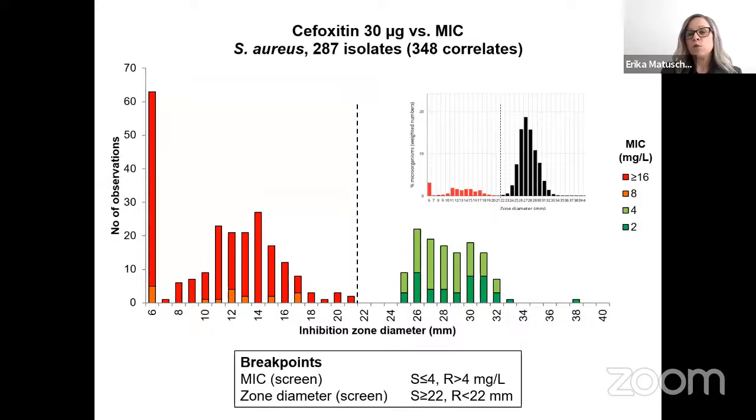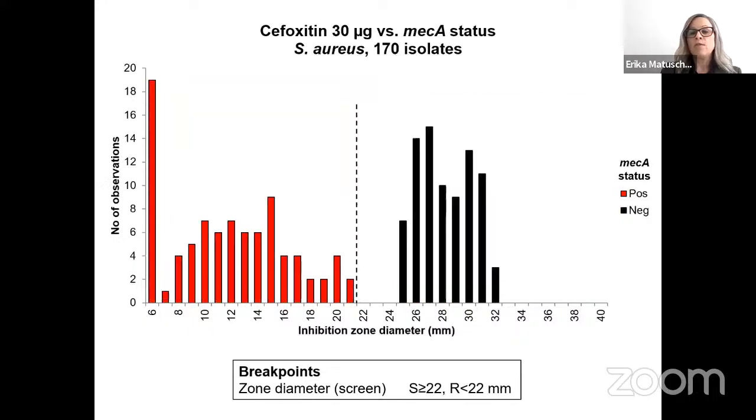In this case, we also wanted to look at the presence of mecA. As you can see here, black bars are for isolates that are mecA negative, and the red bars are for isolates that are mecA positive. So again, our disc diffusion test can reliably separate out the mecA positive isolates.